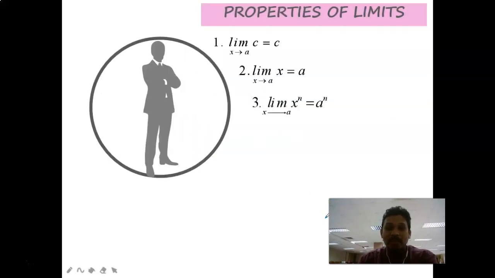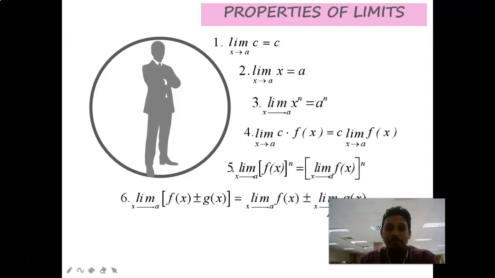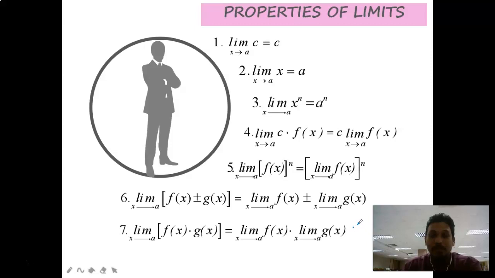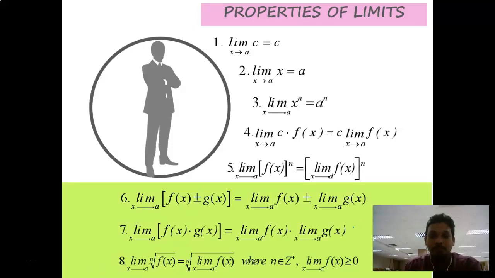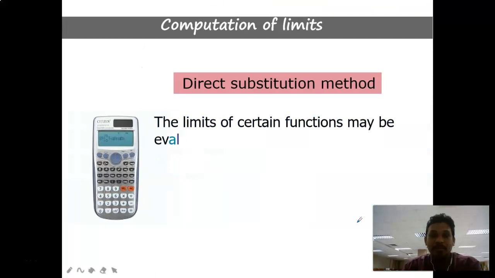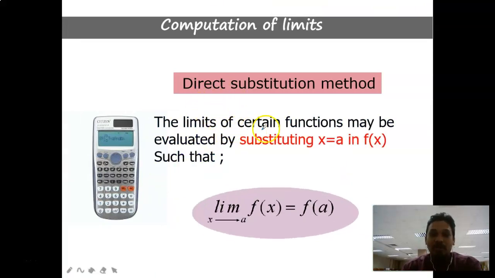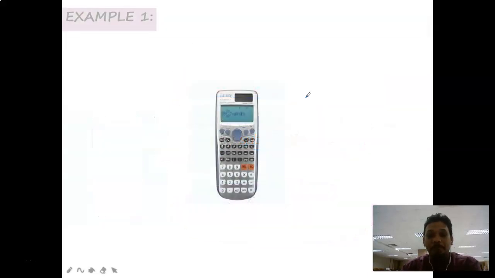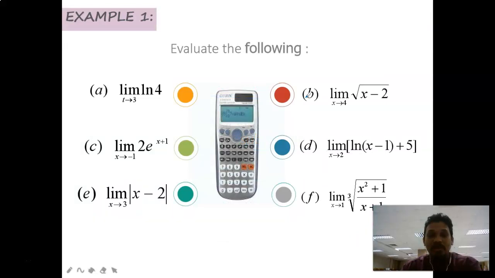So, the properties of limit. Please refer to this one here now. Direct substitution: the limit of a certain function may be evaluated by substituting x equal to a into the function, such that the limit of f(x) as x approaches a equals f(a). Direct substitution. So let's take a look at the first one now.